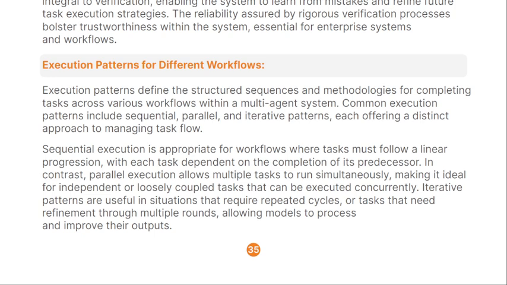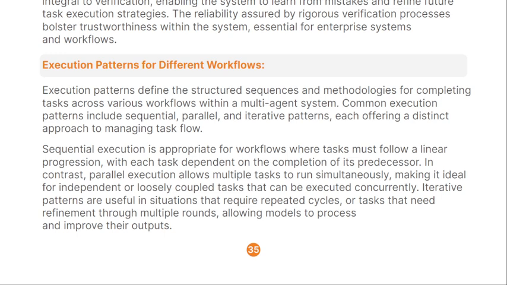Execution patterns from the different workflows. Execution patterns define the structured sequences and methodologies for completing tasks across various workflows within the multi-agent system. Common execution patterns include sequential, parallel, and iterative patterns, each offering a distinct approach to managing task flow. Sequential execution is appropriate for workflows where tasks must follow a linear progression, with each task dependent on the completion of its predecessor.